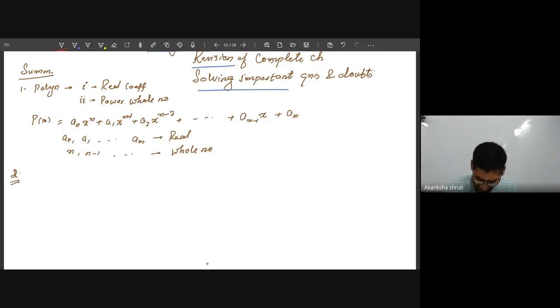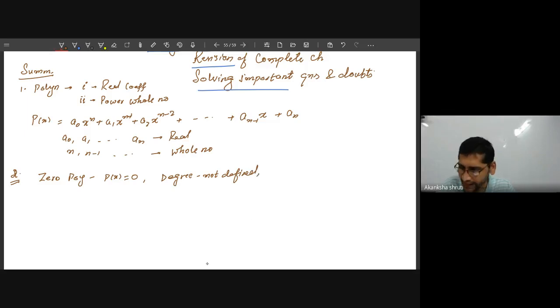The types that we have learned: the zero polynomial. For the zero polynomial, p(x) equals 0 is called the zero polynomial. The degree of this polynomial, what is the degree? It is not defined. You cannot say the degree. And how many zeros are there? Any number of zeros, since there is no x, I can take the x value as anything. So x can have any value.